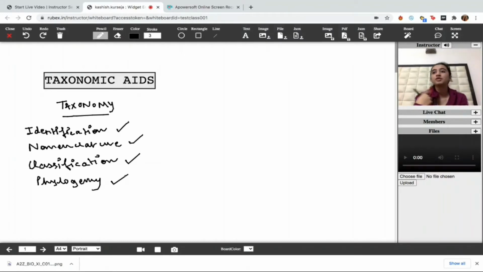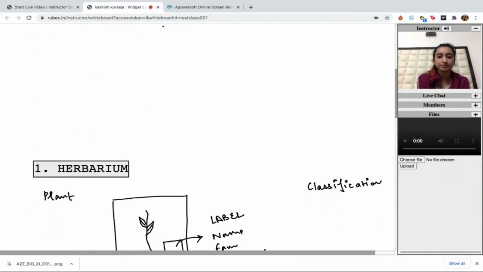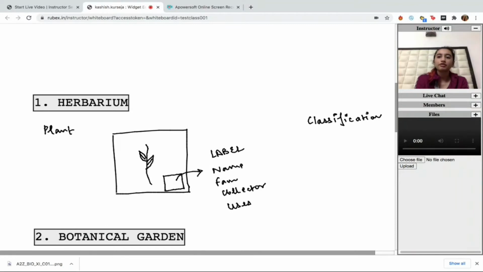They are for the purpose of studying, for recreation, and such different topics. So let's just go ahead with it. The first topic for taxonomy we have is a herbarium. Herbariums are taxonomic aids for plants. Firstly, it will help us in studying and knowing about plant species.